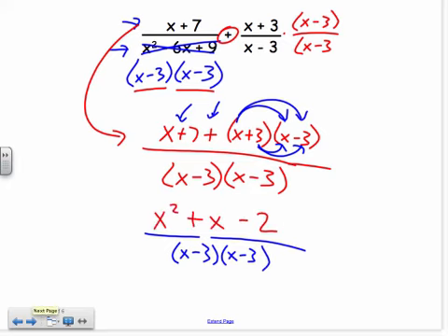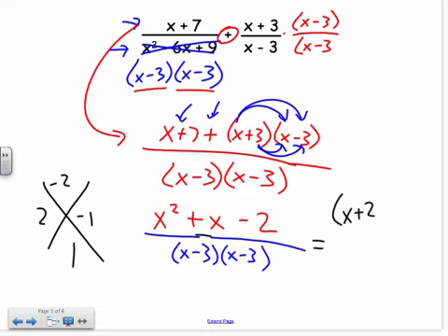Okay, I'm going to see if this factors at all. See if I can find factors of negative 2 that add up to 1. Well, in that case, I have a 2 and a negative 1, don't I? So this is going to factor. So let's factor this. So I got an x plus 2 and an x minus 1 all over x minus 3 squared. Or x minus 3 times x minus 3. Well, none of those cancel, do they?